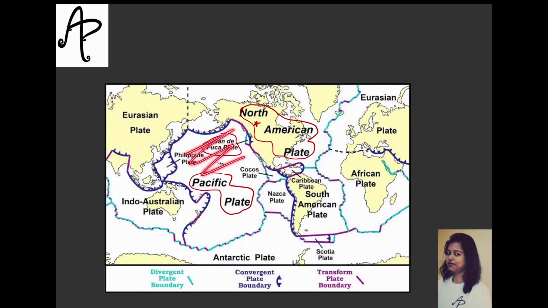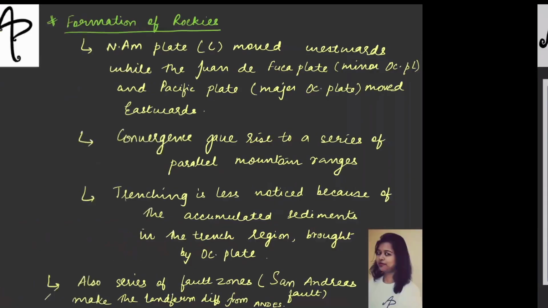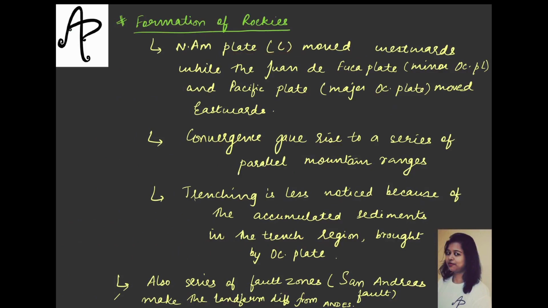So here is the North American plate and here is the Juan-de-Fuca plate and the Pacific plate. These are oceanic in nature because the entire area here is ocean. This is that minor plate and this is the entire big Pacific plate. And this is the entire continental plate, the North American plate. So North America is moving westward and these plates are moving eastward.